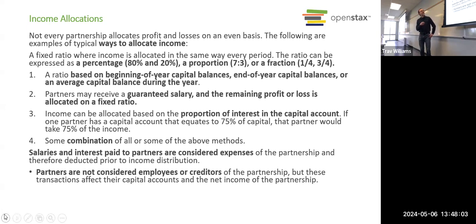Now there's some different options here. You could base the split on the capital at the beginning of the year, at the end of the year, or an average. Sometimes some of the partners get a salary. We'll talk more about how that works. Sometimes the income that they get is a proportion of the interest in the capital account. And sometimes it's a combination of the above. A lot of options. It's up to the partners, whatever arrangement they think is fair. Okay.